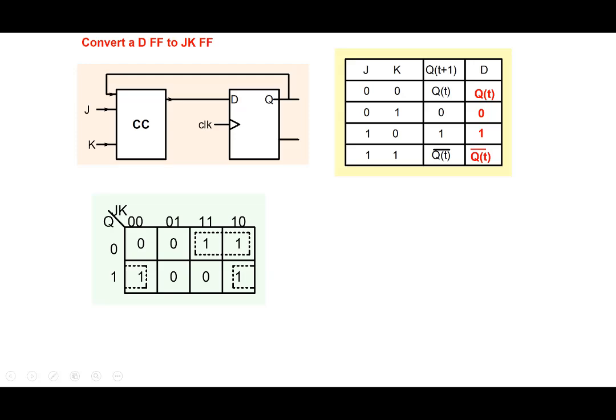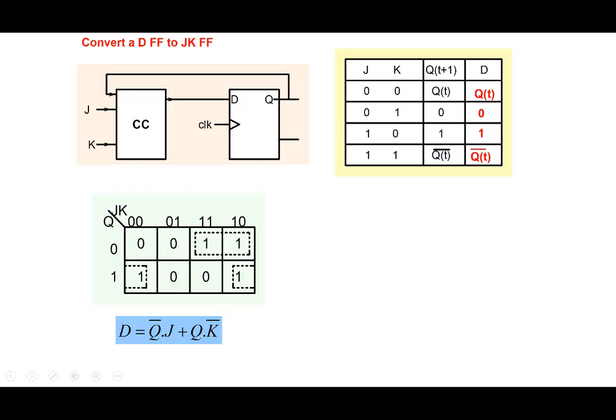So when Q equals 0, D equals 0. We are trying to determine an expression for D, the output of this combinational circuit. So D equals Q(t), and we put 0 here and 1 here. For JK equal to 0, 1, D equals 0, so we put 0, 0 here. For JK equal to 1, 0, D is 1, so we put 1, 1 here. For JK equal to 1, 1, we put Q(t) bar here. So when Q equals 0, D equals 1, and when Q equals 1, D equals 0. That's the truth table that we get.